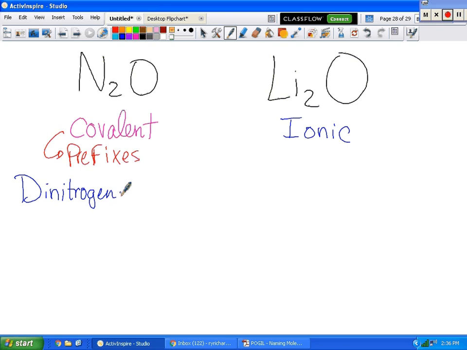Always. You will always put a prefix on the second element. So my question is, what is the subscript of oxygen? What's the subscript? It's understood to be a 1. What is the prefix for 1? You've already answered that. Mon or mono.